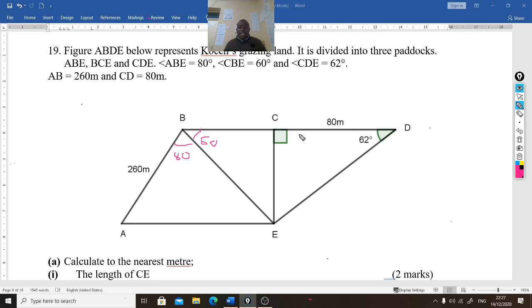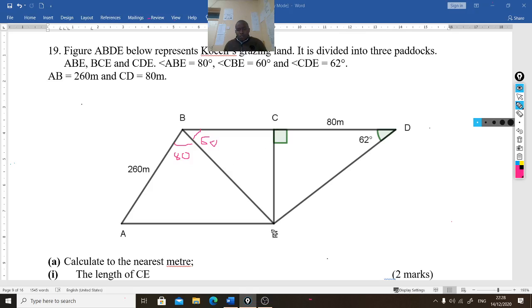And angle CDE is 62. This one is 62. Remember, this is 90. And AB is 260. A to B is 260. C to D is 80. I'm told to calculate to the nearest meter. Remember, it is the nearest meter. Answer the question as asked. To the nearest meter, we calculate CE.